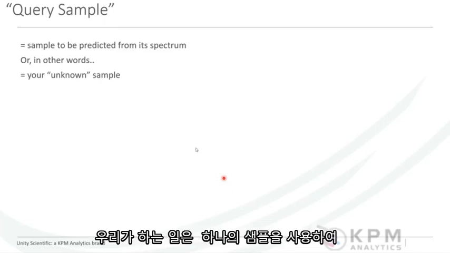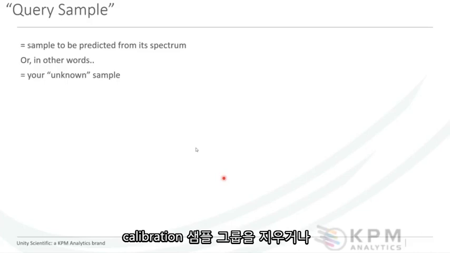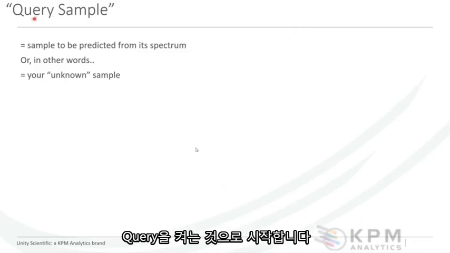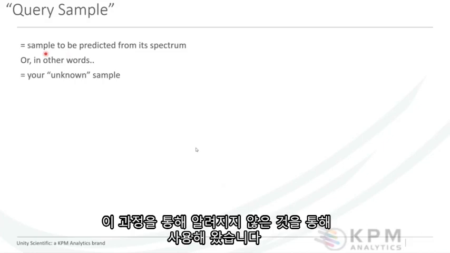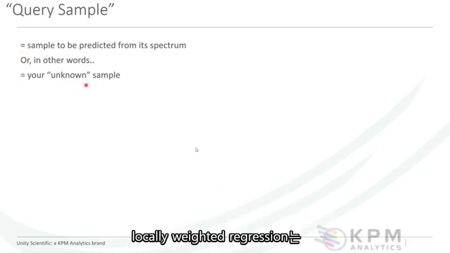Okay. So what we're doing is we are using one sample and querying a database, querying your group of calibration samples. We're finding similar samples, and we're making a dynamic or one-off calibration. And it starts with a query sample, and that's the sample to be predicted, or as I've been using through this course, your unknown, okay? This is your unknown sample.